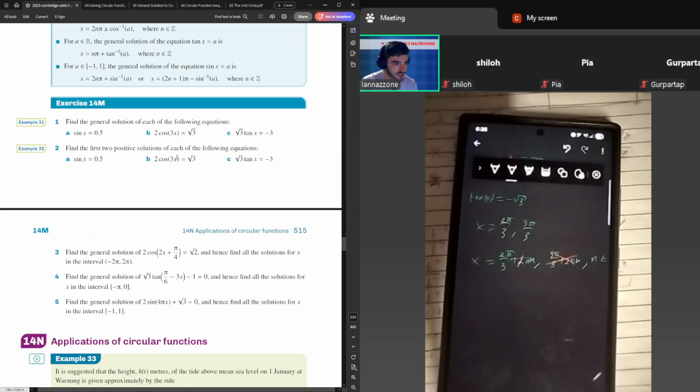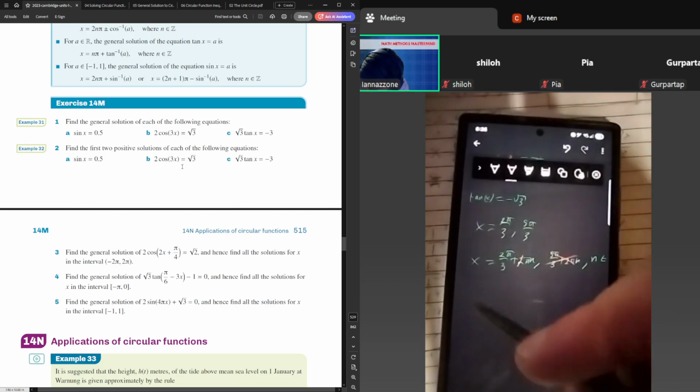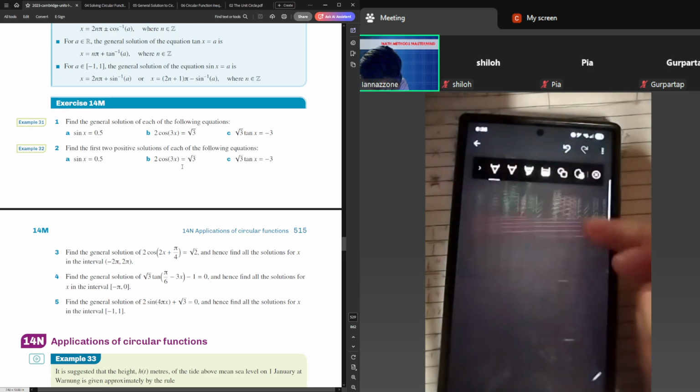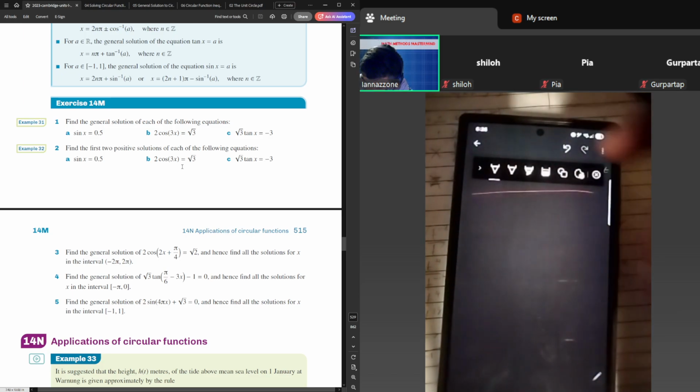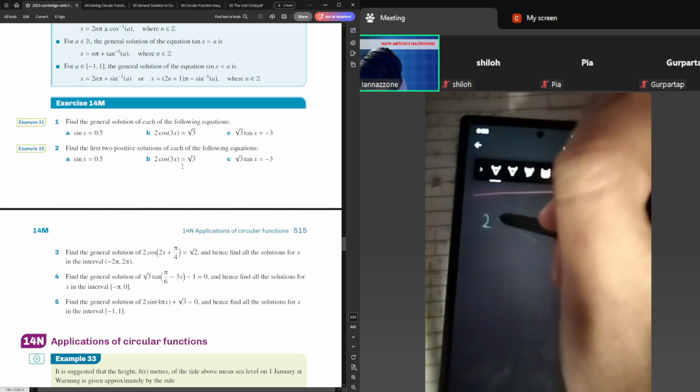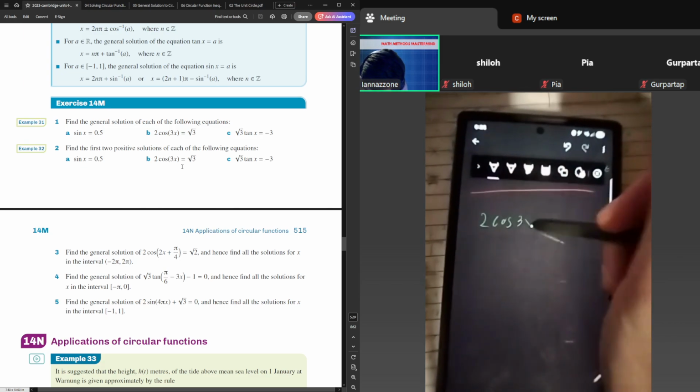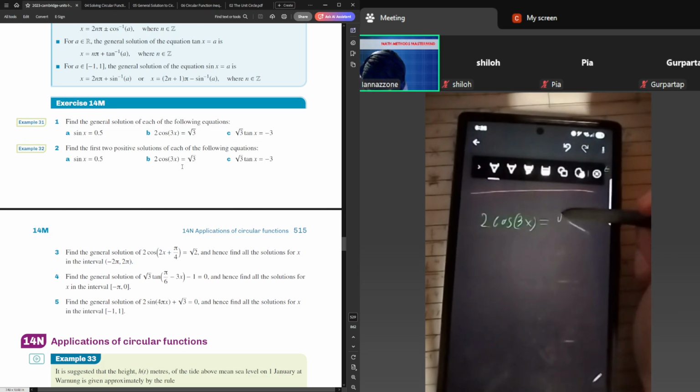Okay, I'll grab one more example. This should take us to the end, if not a little bit over. Cool. So this will be where we have to handle the composite function scenario. 2 cosine 3x is equal to root 3.